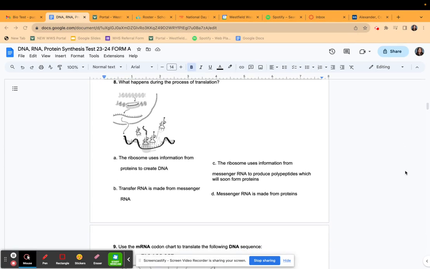Number 8. What happens during the process of translation? A. The ribosome uses information from proteins to create DNA. B. Transfer RNA is made from messenger RNA. C. The ribosome uses information from messenger RNA to produce polypeptides, which will soon form proteins. Or D. Messenger RNA is made from proteins.